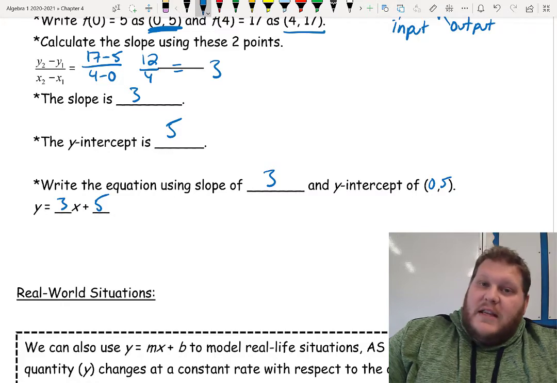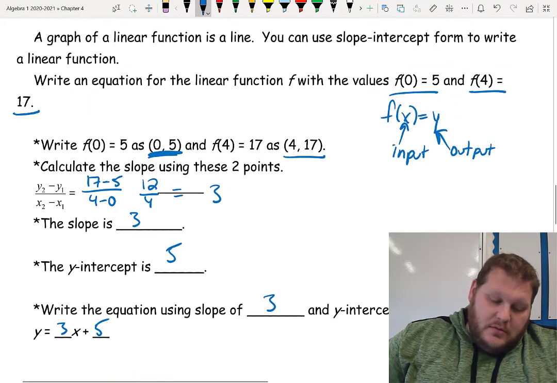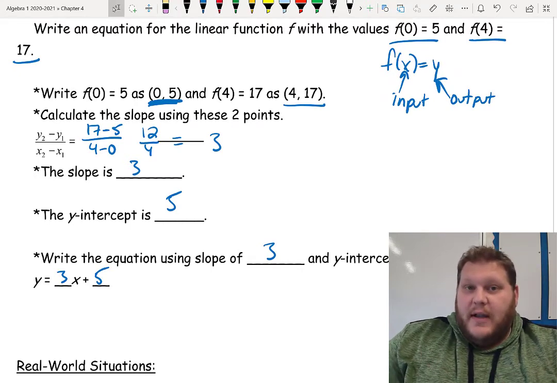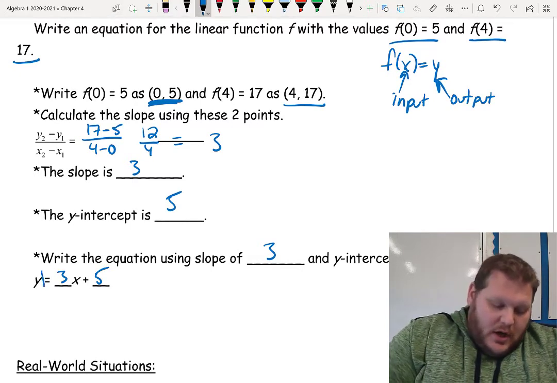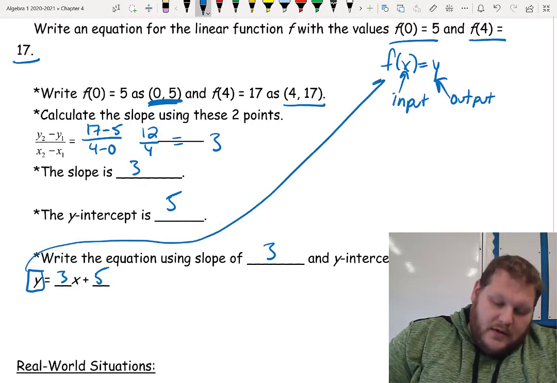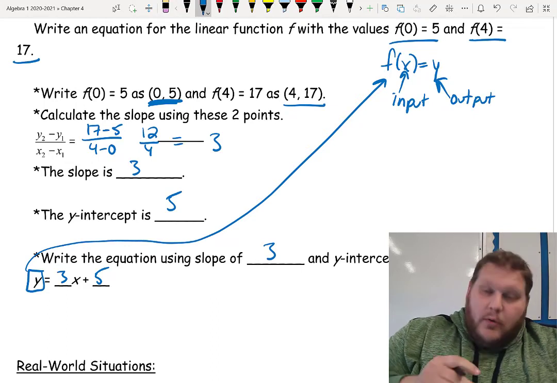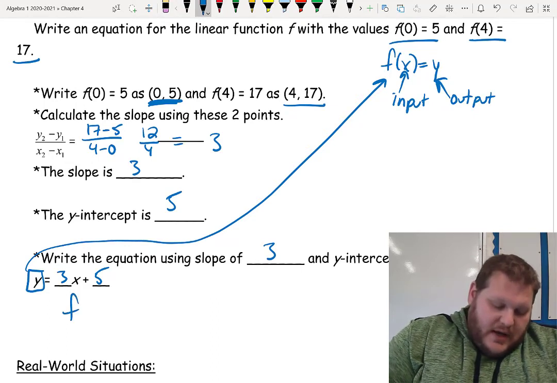Now, if it's given to you in function notation, we should actually do one step further. If we're giving our answer in function notation, all we have to do is make sure we remember that we know that f of x is the same thing as my y value. So if I wanted to really do this in function notation, we have f of x equals 3x plus 5.